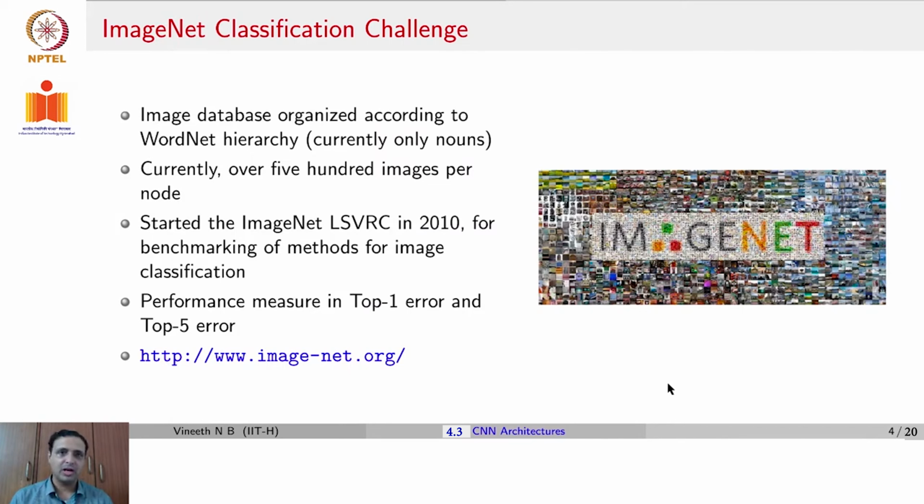A major effort in development of newer architectures for CNNs and newer designs of architectures was thanks to the ImageNet classification challenge, which started in 2010. ImageNet is a dataset, and they organized the challenge called the Large Scale Visual Recognition Challenge in 2010. The image database in ImageNet is organized according to the WordNet hierarchy. It currently has images corresponding to various nouns in the WordNet hierarchy. It has millions of images at this time, and currently about 500 images per node in the WordNet hierarchy.